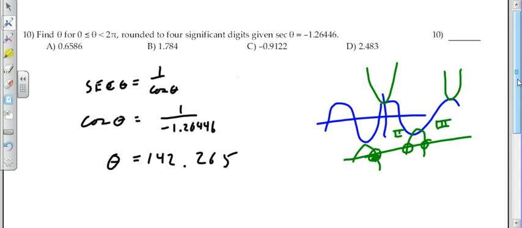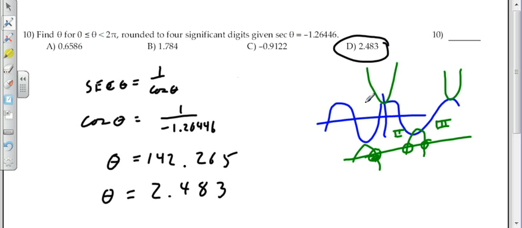But I want to be in radians. Okay, well, put the mode in radians. All right, now I'm in radians. Arc cosine of 1 divided by minus 1.26446. Okay, I got it in now. So in radians, my answer is 2.483. So that would be D, except if you put down D, that's going to be marked wrong because there's 2 answers. All right, so this is the second quadrant answer.